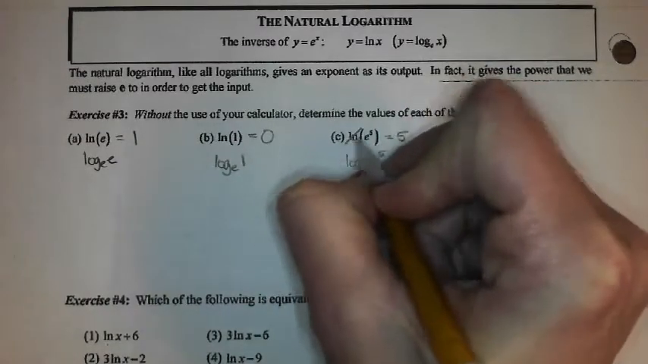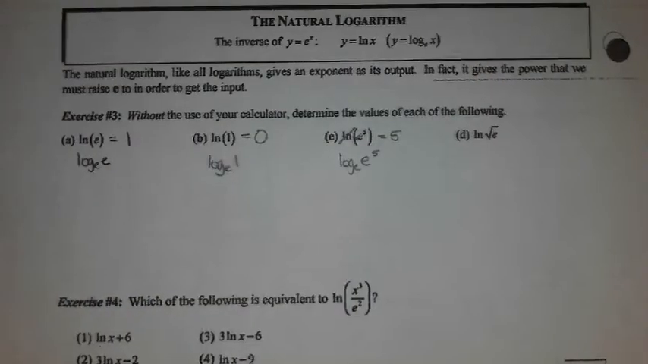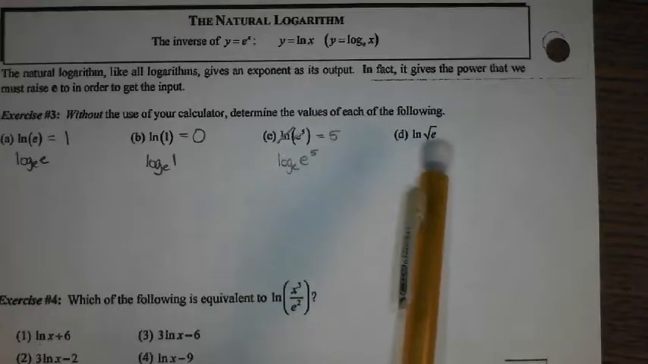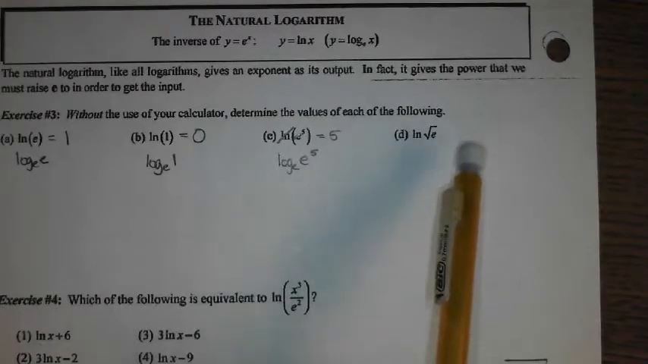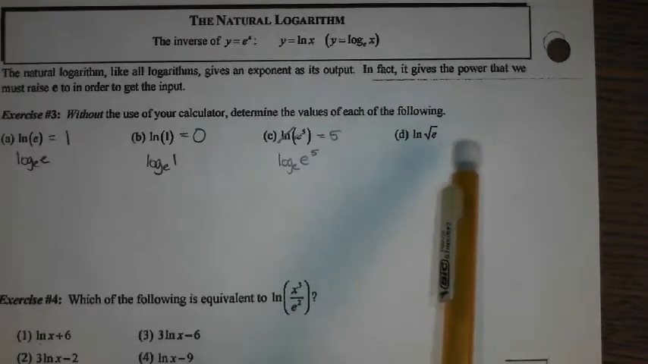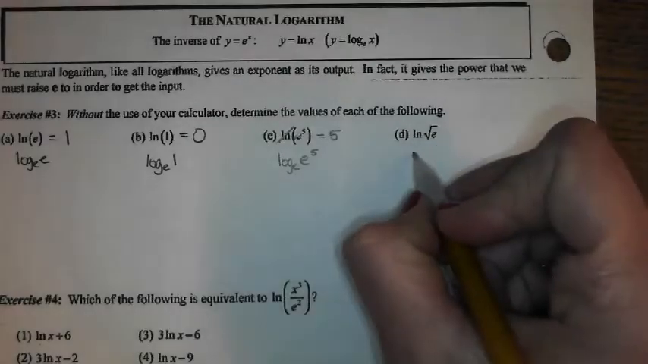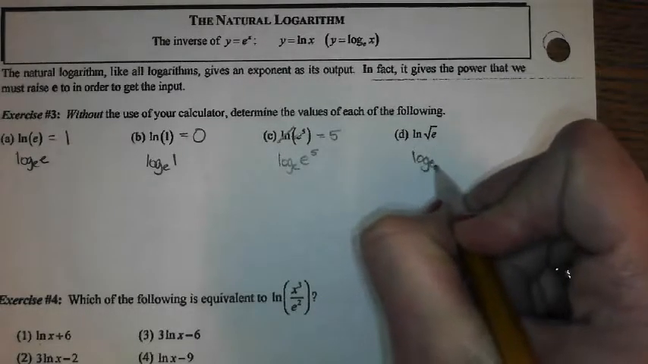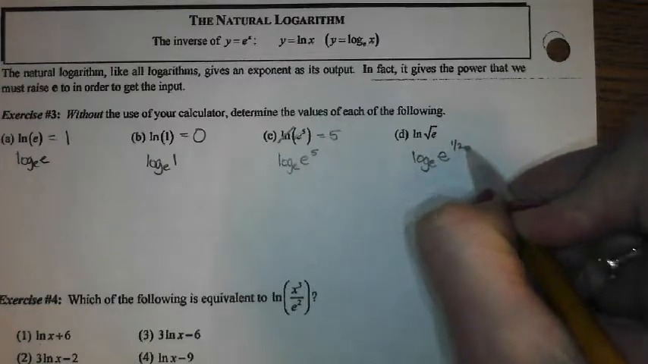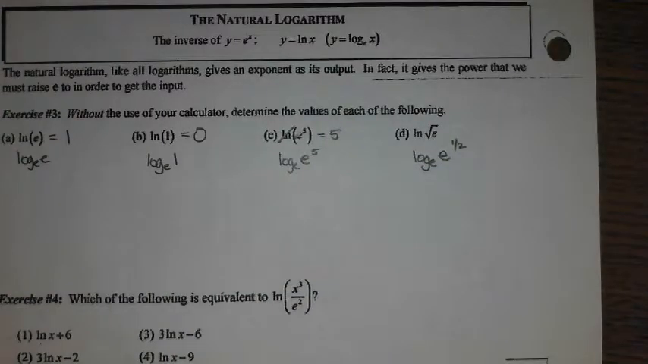Because ln and e's cancel. And what's this one going to be, without typing it into your calculator? The square root is the same thing as what? So what's that going to equal? 1/2.